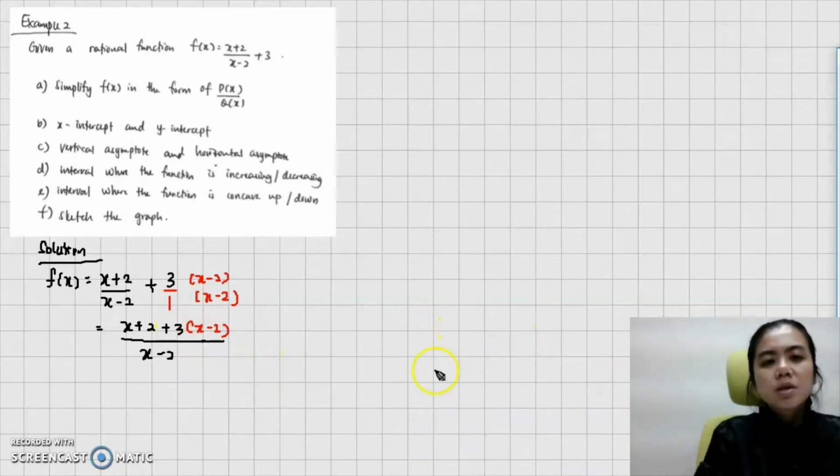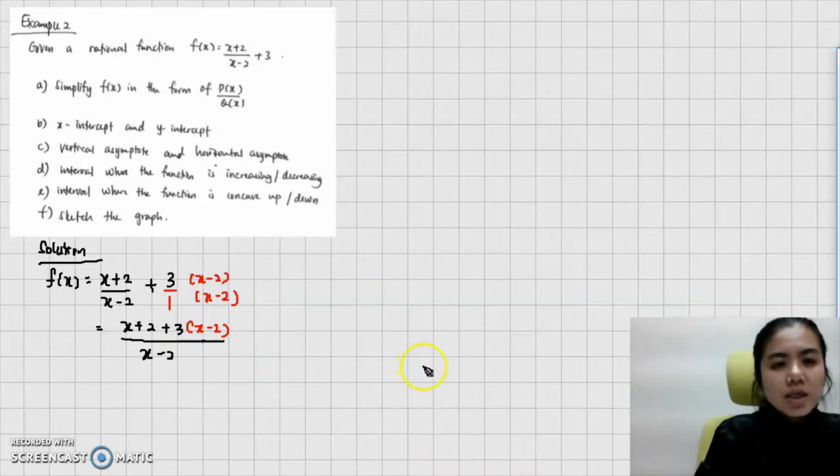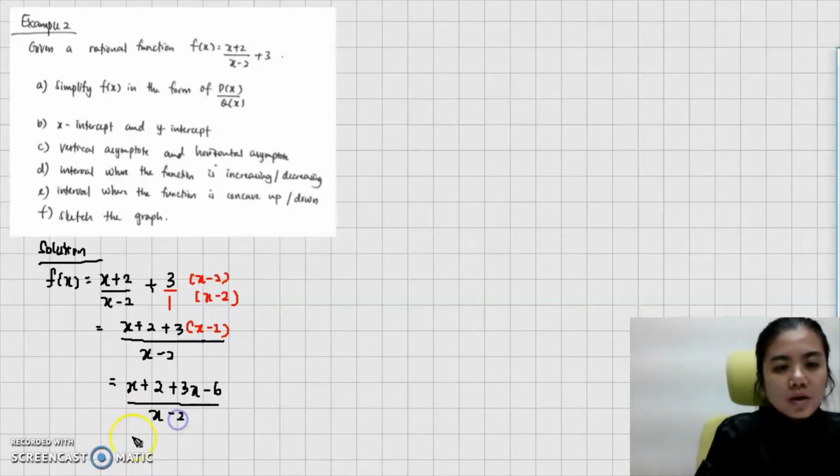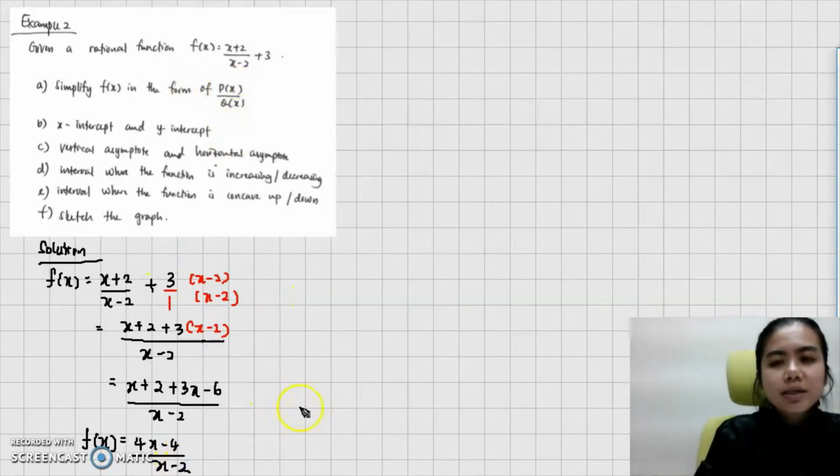Once you have grouped the denominator, the next thing you have to do is expand it. So we have x plus 2 plus 3x minus 6. We end up with 4x minus 4 over x minus 2. So that is your function f. They ask you to rewrite it in terms of p over q, which is the form of px over qx.